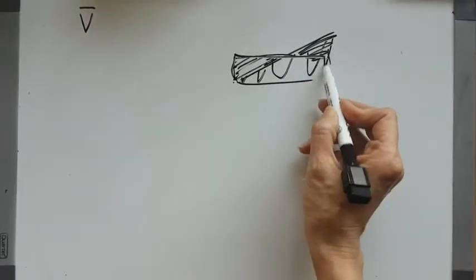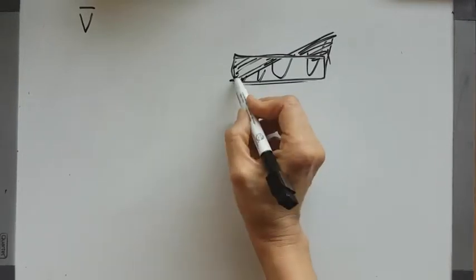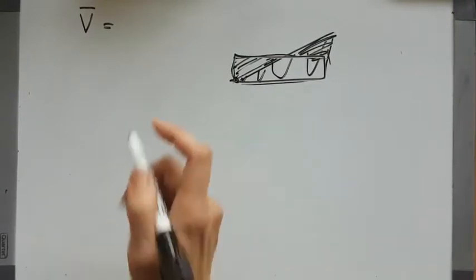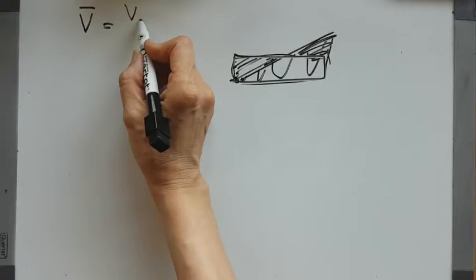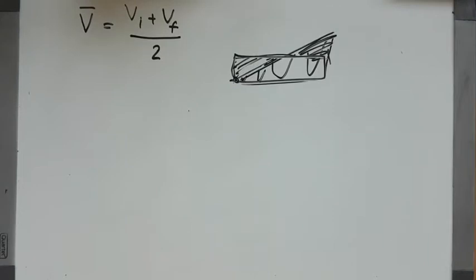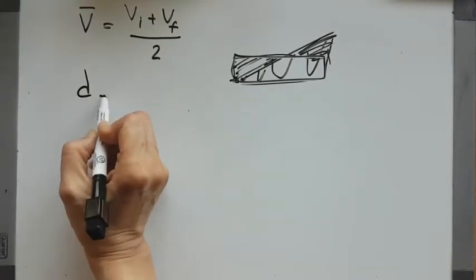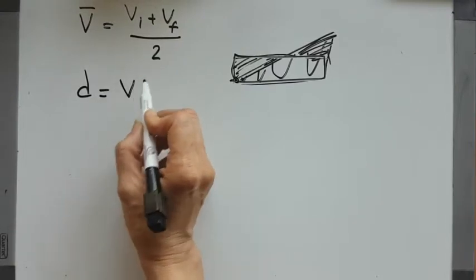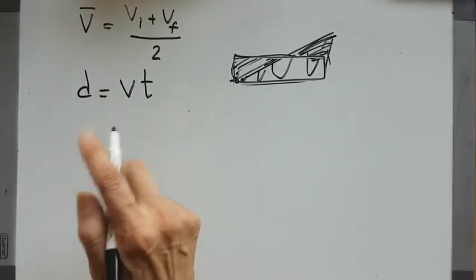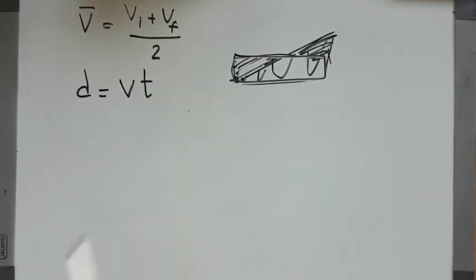So the best way to find the average is just like when you find the average of your marks. Imagine if you have 2 marks only and you want to find your average. Of course, you say V initial plus V final divided by 2, right? This would be your V average. And of course, you know that displacement for a constant V is constant V multiplied by T. This V average is the V that, if you would travel at constant velocity, you would get the same result.